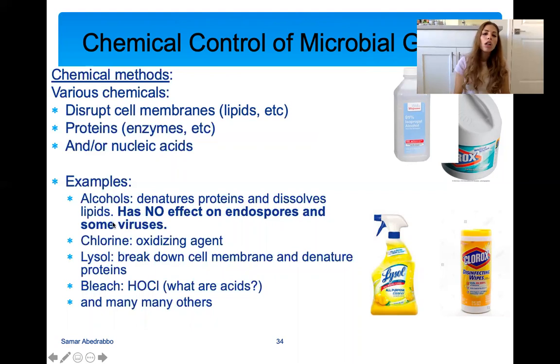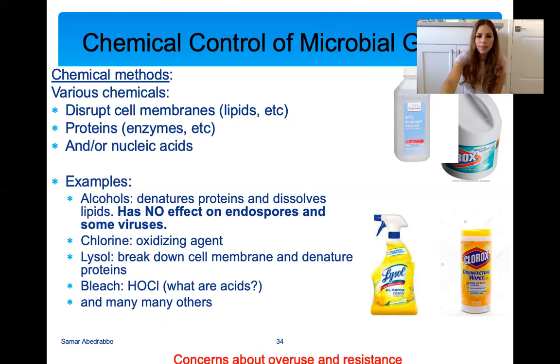Chlorine is an oxidizing agent, so it's very reactive. Oxidation means to lose electrons. So by being so oxidizing, it changes the structure of different cell components. Lysol breaks down cell membranes and denatures proteins. That's why we use Lysol to affect different microbes. Bleach, what bleach does is it causes cell components to be very reactive. So acids and bases, remember, one is a proton donor, one is a proton acceptor. They're so reactive that they ruin the structure of different cell components. And then there are many, many others.